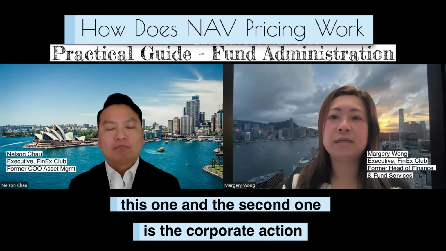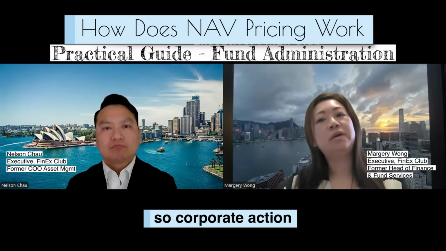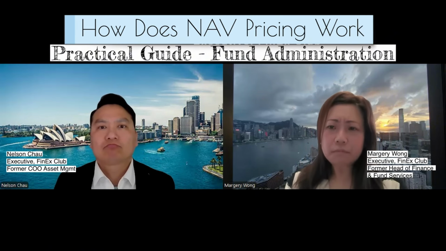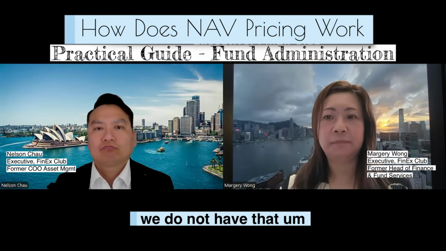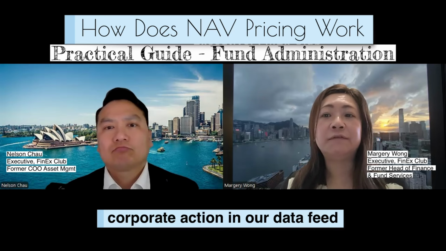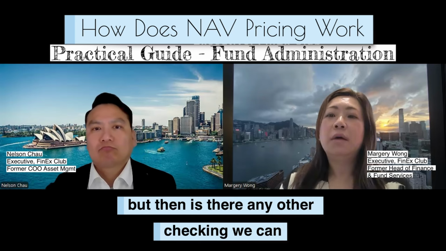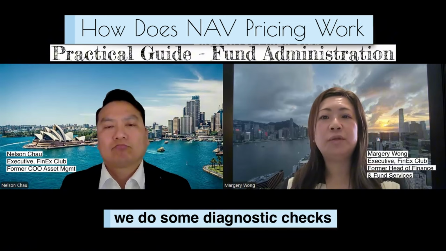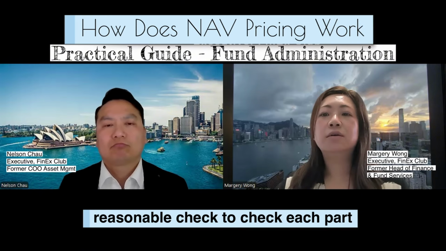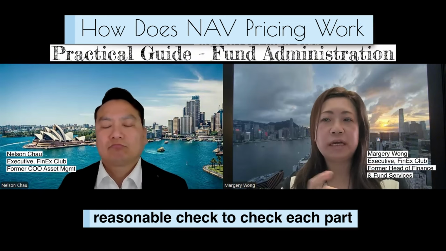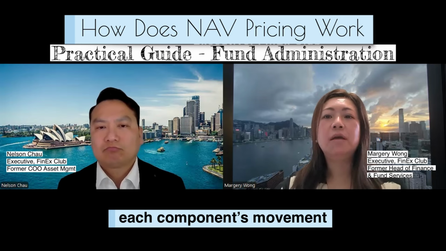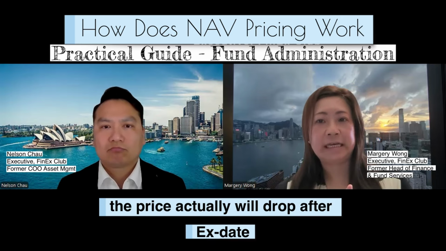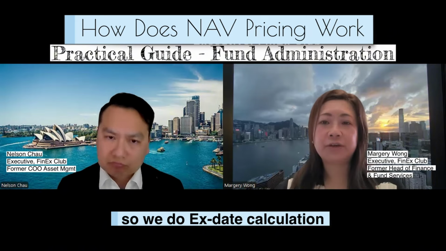And the second one is the corporate action. For corporate action, we do have different sources, like I said. So what happened is we do not have that corporate action in our data feed. So that's why we miss out. But then is there any other check we can find out? Yeah, for sure. We do some diagnostic checks, reasonable checks to check each component's movement. So for example, the price actually will drop after a stay, right? So we do a stay calculation.